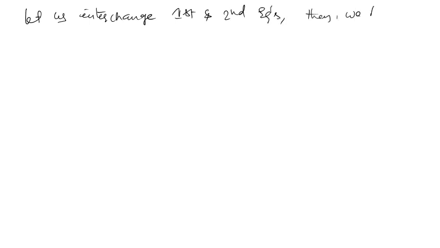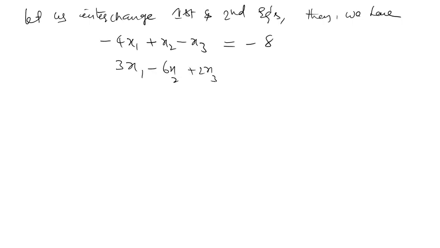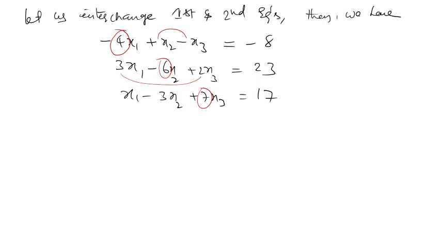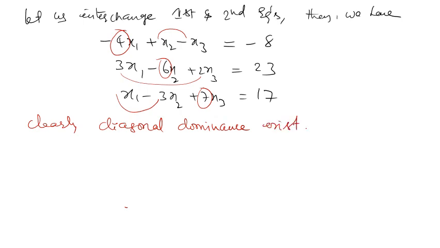Then what do we have? The second equation now becomes the first equation, equal to minus 8. The first equation becomes now the second equation, with 2 x3 equal to 23. The third equation as usual, minus 3 x2 plus 7 x3 equal to 17. Now observe, the diagonal value is more than the sum of these two in magnitude, in each row. Clearly diagonal dominance exists. Then this system converges.